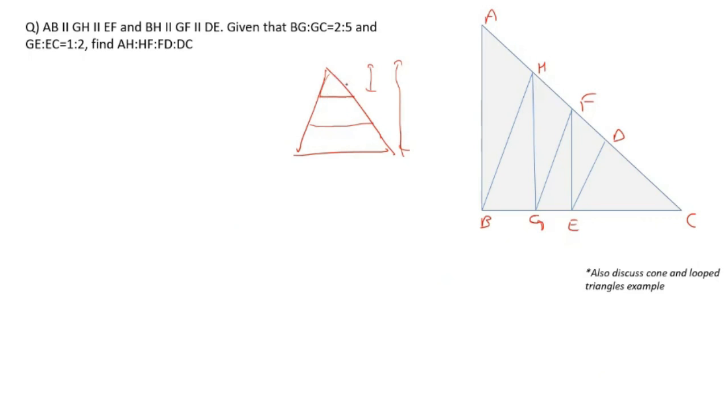So the side ratio will be 3:7. The area ratio would be 9:49, basically the square of the side ratio, right? And so they'll ask you generally to find this area, or basically this area. So what you have to do is that this area by this area would be dependent on the square of the side ratio.